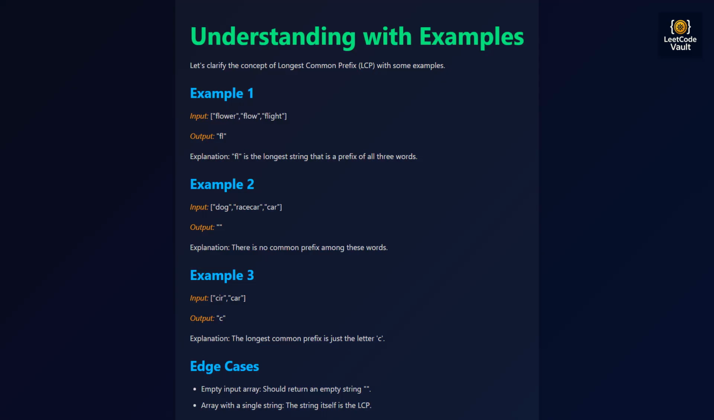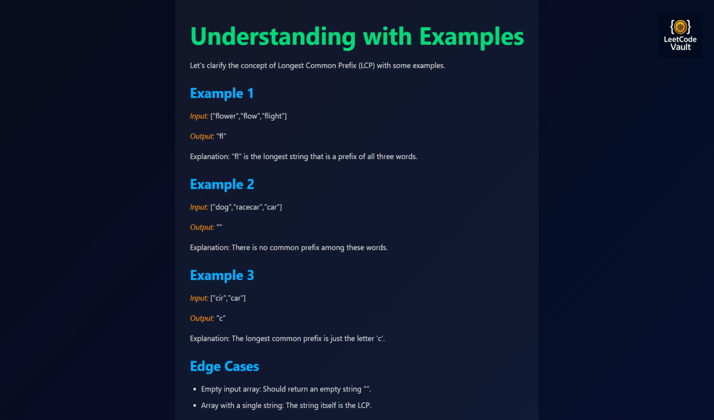Understanding with examples. Let's solidify our understanding with a few more examples. Imagine we have the strings dog, racecar, car. What's the longest common prefix? Absolutely nothing. There's no common prefix among these strings. Now consider these: apple, app, appetizer. Here, the longest common prefix is app.